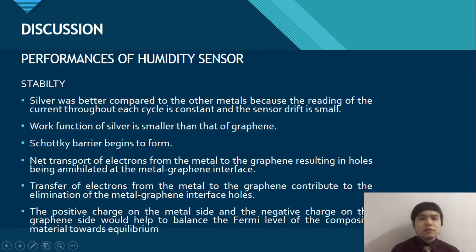The work function of silver is smaller than that of graphite. The Schottky barrier begins to form when the work function is smaller. There is a net transport of electrons from the metal to the graphene, resulting in holes being annihilated at the metal-graphene interface. After that, the transfer of electrons from the metal to the graphene contributes to the elimination of the metal-graphene interface holes. The result shows that the positive charge on the metal side and the negative charge on the graphene side would help to balance the Fermi level of the composite material towards equilibrium.